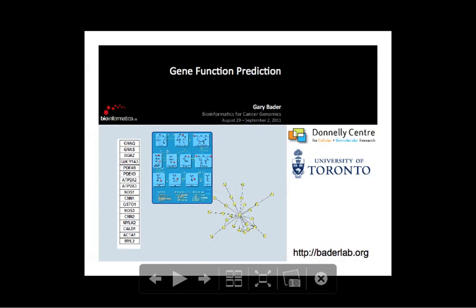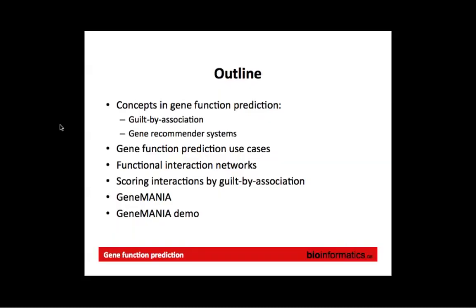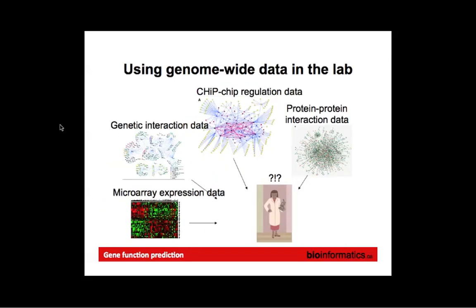Okay. If I can get people's attention, I'm going to talk about the last section of the pathway analysis part of the workshop, which is gene function prediction. This also makes use of the knowledge about networks that we learned about yesterday. I'll talk about general concepts in gene function prediction, what it is. I mentioned it briefly yesterday, this idea of guilt by association. Then I'll talk about the GeneMANIA software that we've developed to help you do this, which is also good software for converting a gene list into a network.